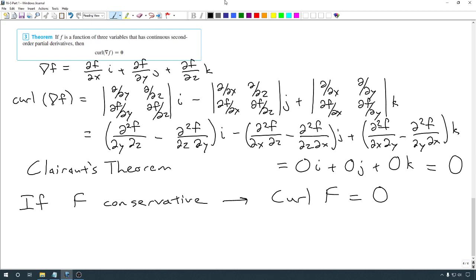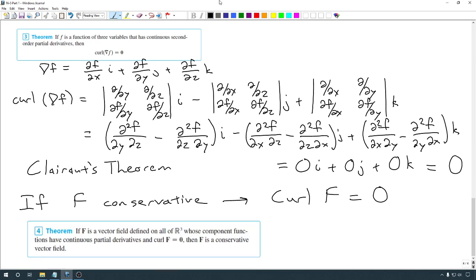Of course, the opposite is not always true. Just because the curl of F equals 0 does not imply that F is automatically conservative. But it's almost always true. As long as the domain of F is nice, it's going to work out. And the book mentions this for a vector field that's defined on all of three-dimensional space. So here, as long as F is defined on all of three-dimensional space and the curl of F is 0, and of course the components have continuous partial derivatives, then F is a conservative vector field.